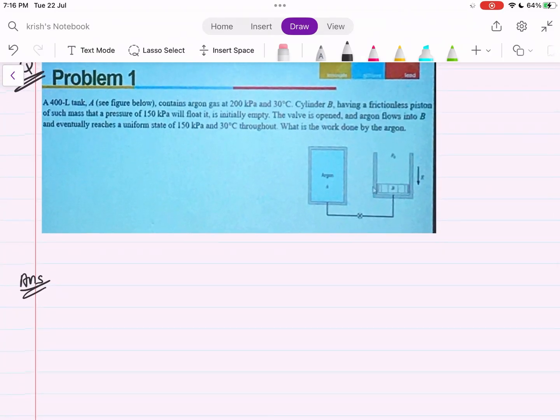A 400-liter tank A contains argon gas at 200 kilopascal and 30 degrees Celsius. Okay, 400 liter, 0.4 meter cube. Always write volume in meter cube. We are using the physics units here, we are not using the chemistry units here. Contains argon gas at 200 kilopascals and 30 degrees Celsius, and cylinder B having a frictionless piston of such a mass that a pressure of 150 kilopascal will float it, is initially empty.